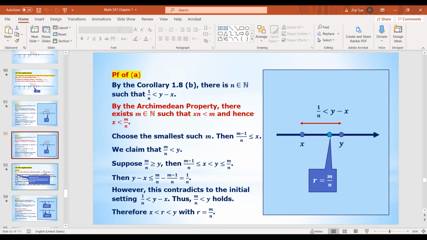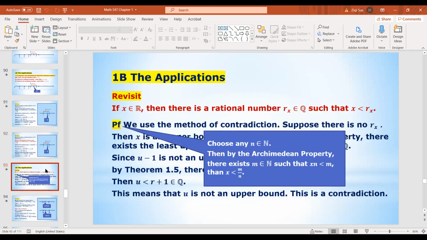And in that case, I actually revisited the same problem. I showed you that the previous result, the existence of a rational number bounding any x, can be done in this way. I mean, if I ask you to use the Archimedean property to establish this result, you have to use this argument. You choose any n, then you can use the Archimedean property directly to claim the existence of m over n. So a problem like this is important.